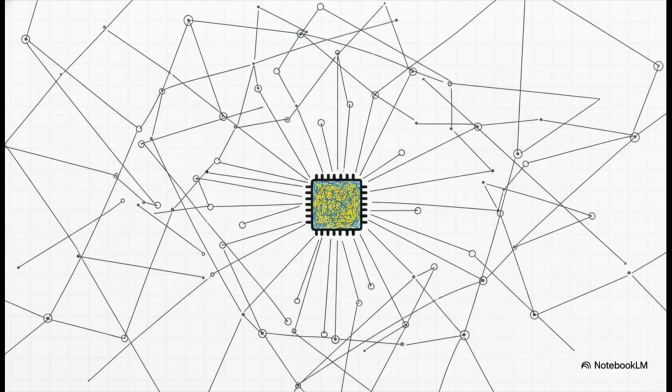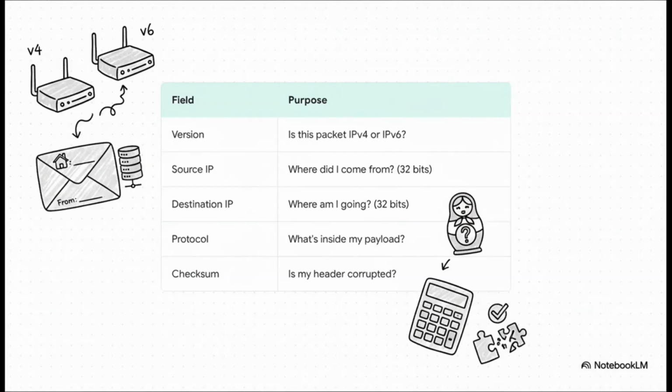It's got everything a router needs to know to get that packet one step closer to where it's going. Okay, let's quickly run through the greatest hits here. The version field? That just tells the router which language to speak, the old IPv4 or the newer IPv6. The source and destination IPs? Well, you know these. They are the from and to addresses on our digital envelope. The protocol field gives a heads up to the receiving computer about what's inside the next doll. And the checksum? That's just a quick little math problem to make sure the header didn't get scrambled along the way.